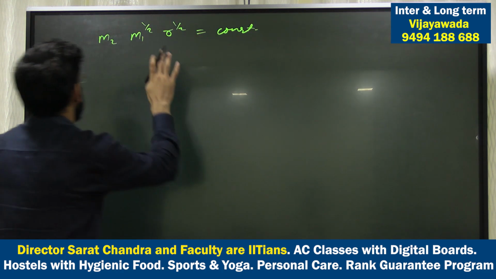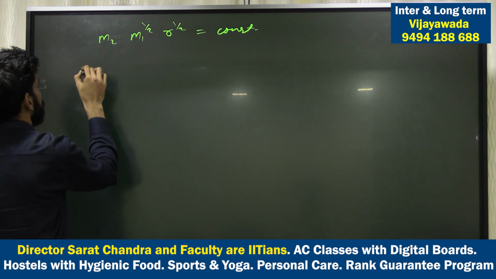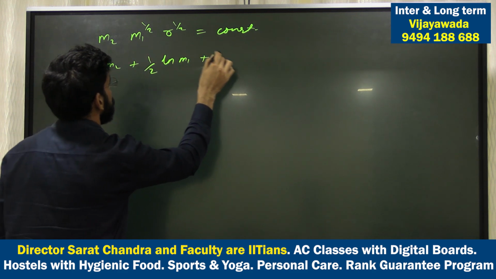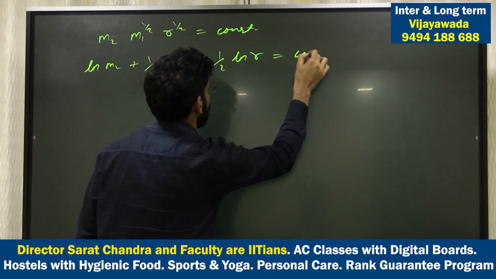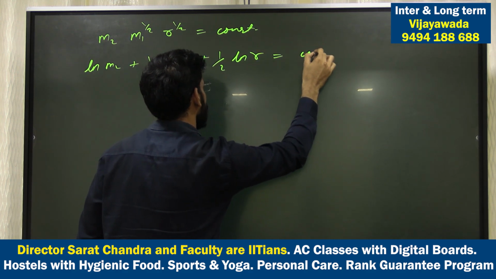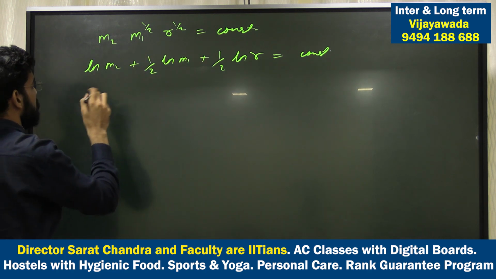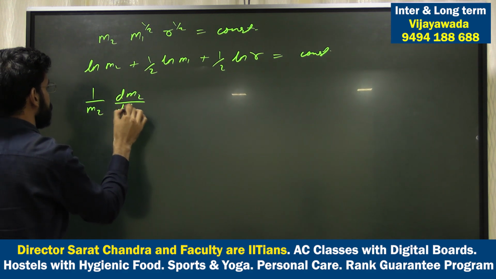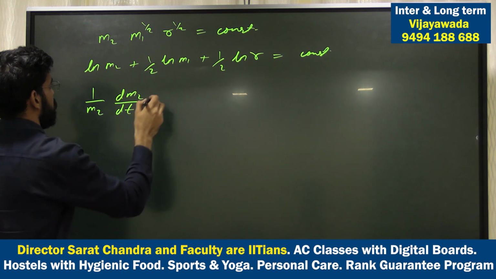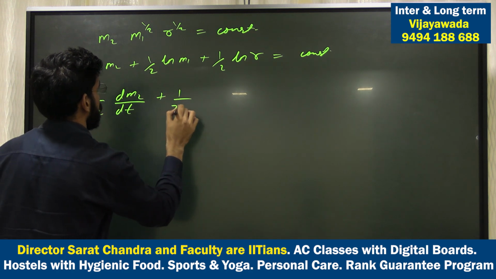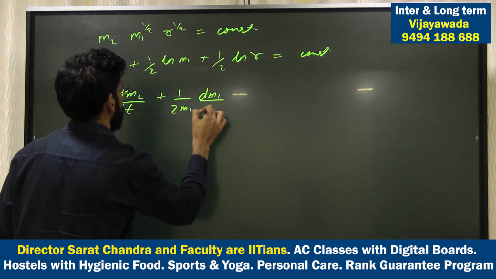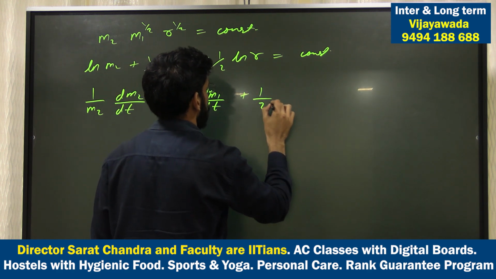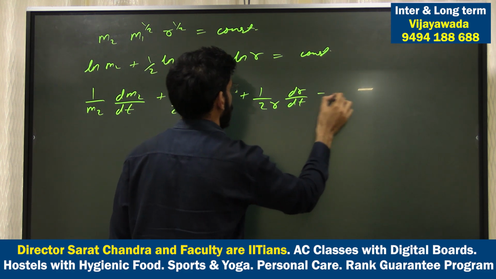There are many problems here, just see. If I take ln, we can say ln m2 plus half ln m1 plus half ln r equals ln constant. Now differentiate: 1 by m2 dm2 by dt, the rate of change of mass of m2, plus 1 by 2 m1 dm1 by dt, plus 1 by r times 1 by 2 dr by dt, equals 0.